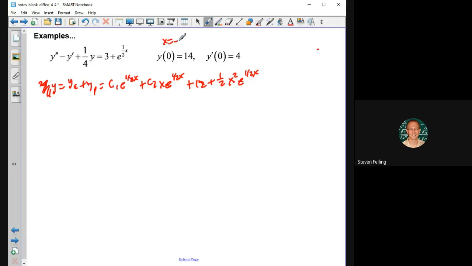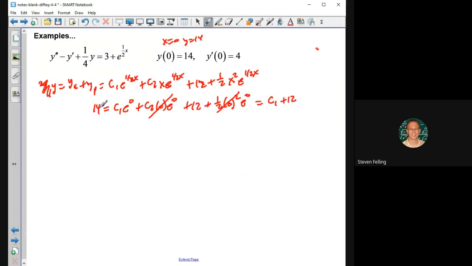When x is 0, y is equal to 14. Let's change colors here. I'll go ahead and use red for the original equation. If I plug in 0 for x, the y has to be 14. So if I plug in 14 over here, I'm going to get constant 1 e to the 0 plus constant 2 times 0 times e to the 0, plus 1/2 times 0 squared times e to the 0. These e to the zeros become 1, but this has a 0 in it, so this goes away and this goes away. So this just ends up being c1 times 1 plus 12.